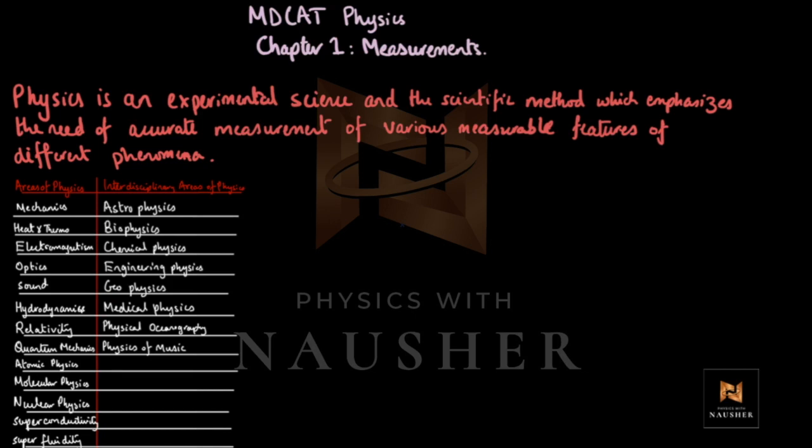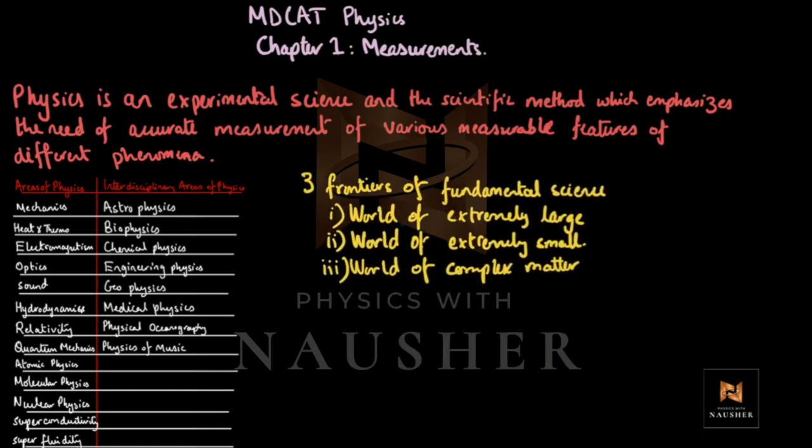You must understand that there are three fundamental frontiers. The world of the extremely large, when you go to the planets. Then the world of the extremely small, on the atomic level. Atomic levels, electrons, protons, mesons, muons, very small. And then the world of complex matter.